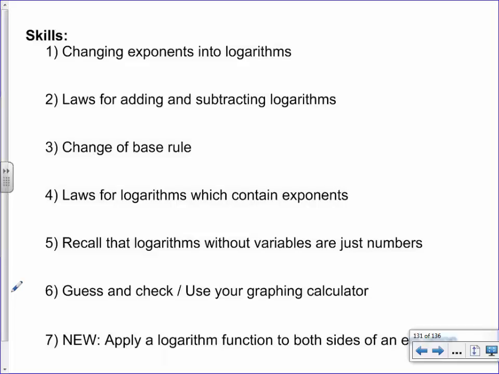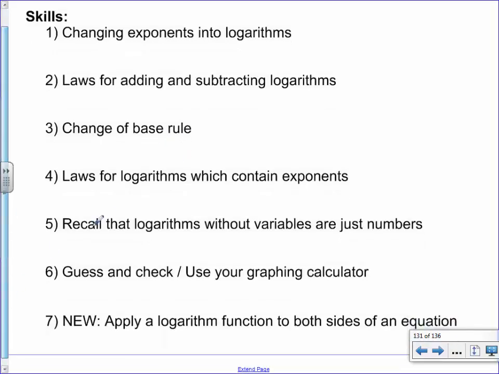One, do you know how to change an exponent into a logarithm, and vice versa? That's actually what we did in that last example, where you change the log into exponent form. Two, do you know how to add and subtract logarithms? Actually, we did that also in that example. Three, is the change of base rule applicable? Not even applicable, is it useful? Four, do you know the laws of logarithms that contain exponents? So that's where if you have an exponent up top, you can bring it in front, or if it's in front, bring it back up top.